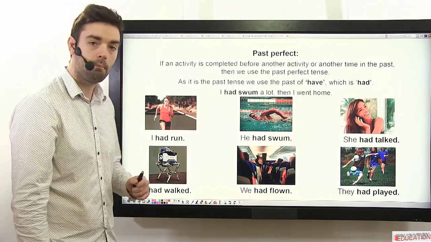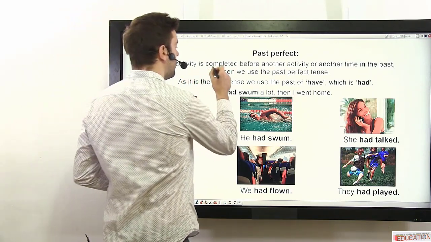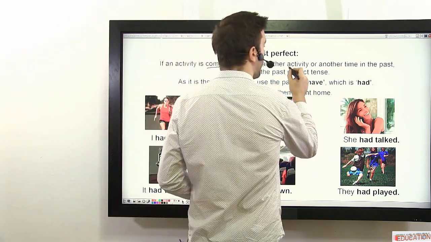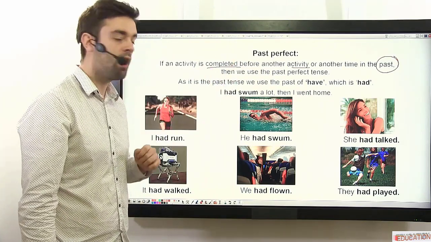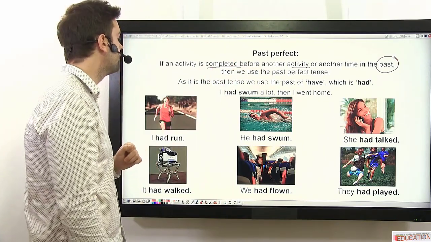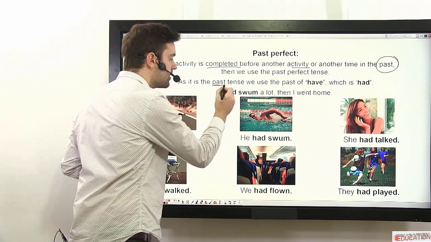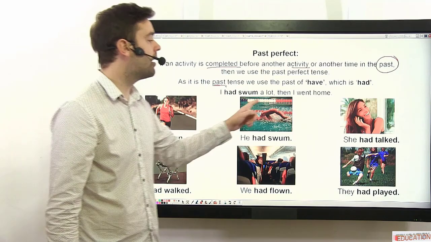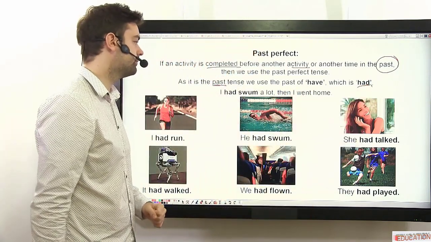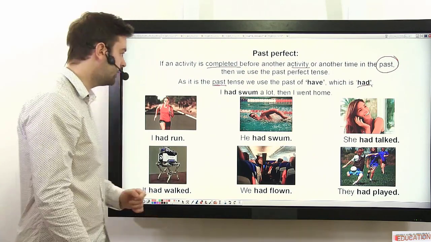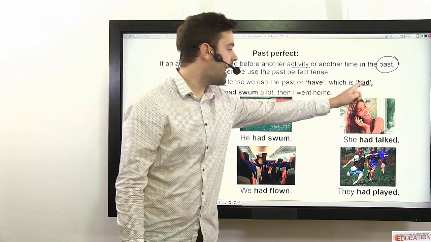Let's take a look at the past perfect. So, if an activity is completed before another activity in the past, we use the past perfect. As it is in the past tense, we have to use the past of have, which is had. So it's quite simple, really. If it's past perfect, instead of have, we use had.